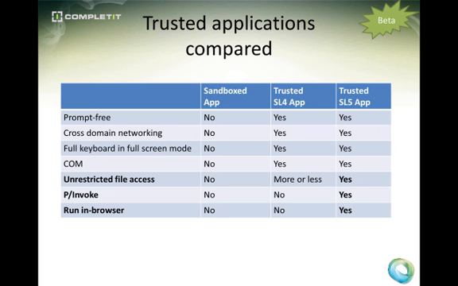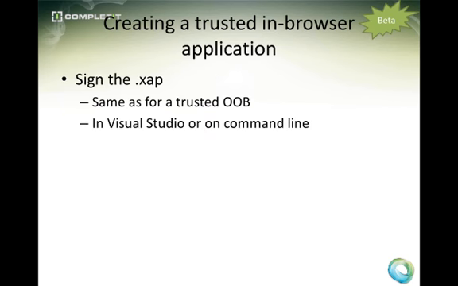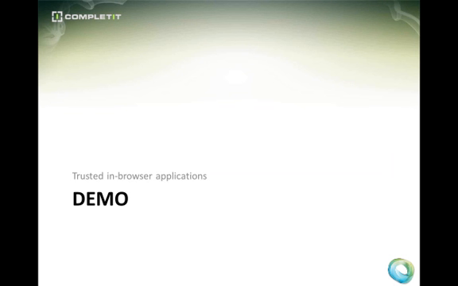How do you create a trusted in-browser application? Well, it couldn't be simpler. It's exactly the same as using a Silverlight 4 trusted application. You can use Visual Studio for this, and this results in the out-of-browser settings being added another attribute, which is elevated permissions, and that is set to required. And you have to sign this app. You can do that from Visual Studio, or you can do that using a command line tool. So let's take a look.